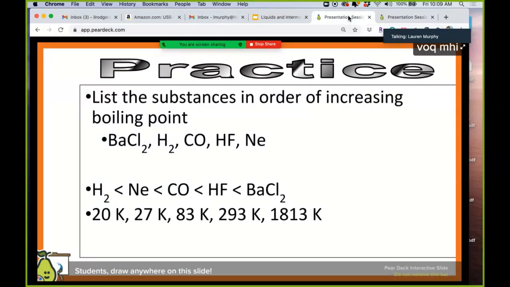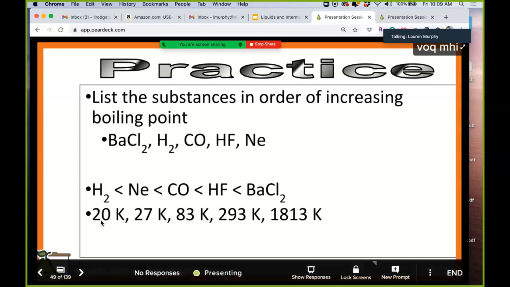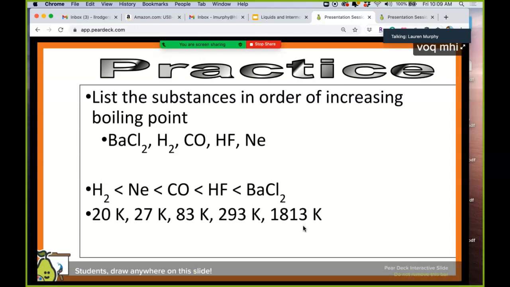So I actually looked them up for you. These are their actual boiling points. So this is when hydrogen boils, and then neon, and then carbon monoxide, and then HF, and then barium chloride. Look how high this boiling point is. Think about it. Have you ever heard of a salt turning into a gas? Maybe you can melt it, yeah, but trying to get it to a gas, this is a huge boiling point. All right? Ionic forces are super duper strong.